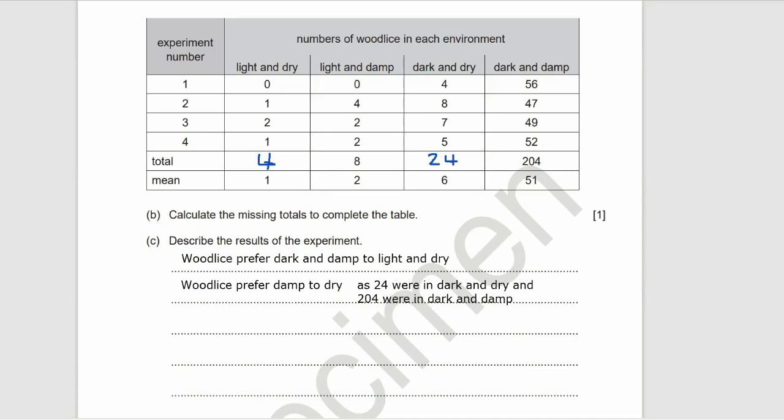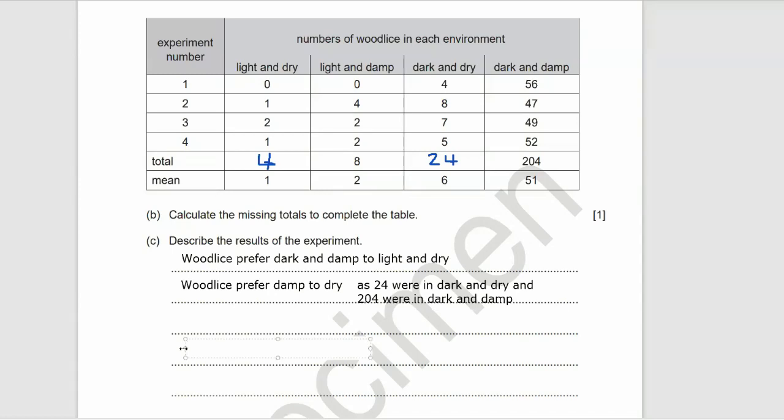I could have also, to prove that, compared the light and dry to light and damp. And you can see again, there's double in the damp here, even when they're both in the light. The only difference is the damp or the dryness. I could have used that data as well, but I've chosen to use the other. Right, now we've compared damp to dry. Let's compare light to dark.